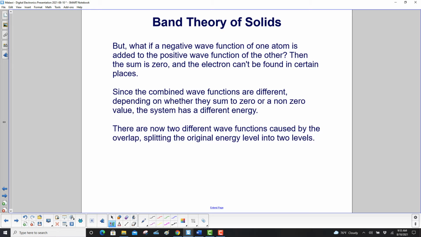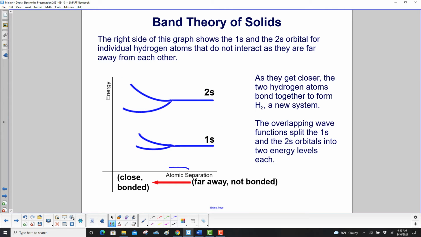Since the combined wave functions are different depending on whether they sum to zero or a non-zero value, the system has a different energy. There are now two different wave functions caused by this overlap, splitting the original energy level into two levels. We have a graph now. Here's the atomic separation of our two hydrogen atoms, and here's the energy level, the various different energy levels.